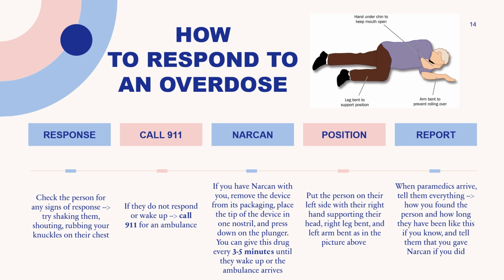So how can you respond to an overdose? The first thing you want to do, if you find someone who doesn't seem like they're conscious, or if you're using drugs and someone suddenly changes in their behavior and they start to be really drowsy and lose consciousness, these are some important steps that you should be following. So you want to check the person for any signs of response first. So try shaking them, shouting at them. You can rub your knuckles on their chest because that will be painful. So if they are still able to wake up, then they'll wake up from that.